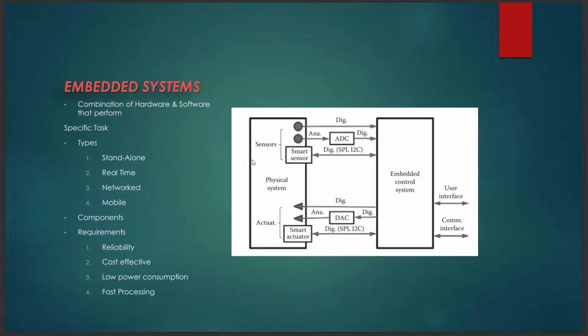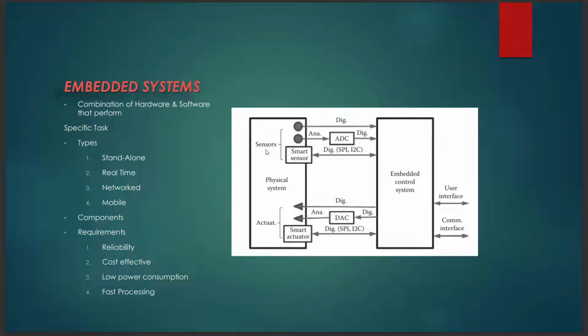Now we go to the next session. We have seen about embedded systems, and we also have to discuss the architecture. Embedded systems are nothing but the combination of hardware and software that perform specific tasks. That means embedded is the combination of both hardware and software, involving both coding and the hardware components.